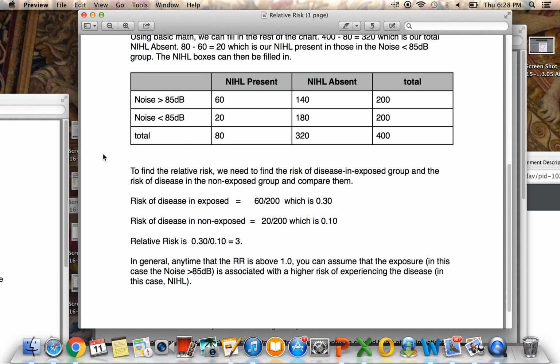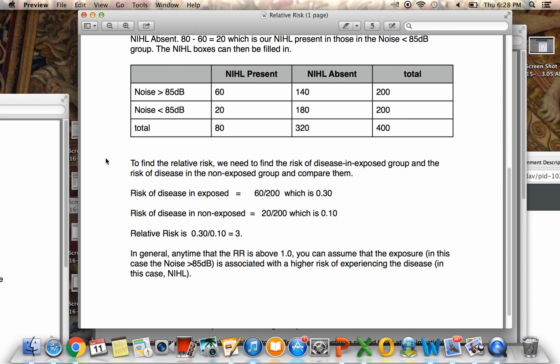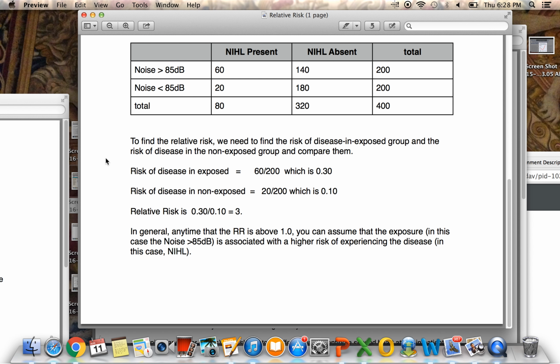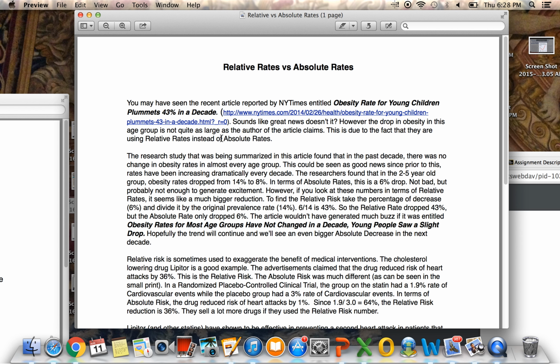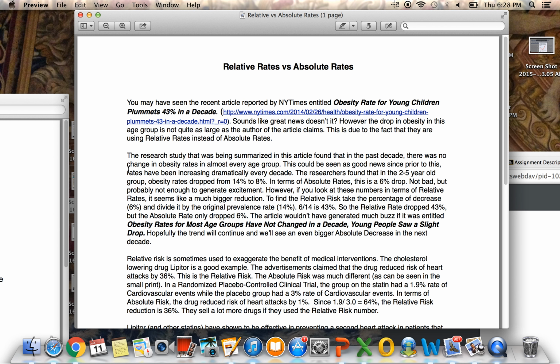Okay, and what you'll see is that when they do case control studies, they'll use this. Sometimes they use odds ratios, which is similar. I'm not going to go through that, but it's a similar type of calculation. And just as long as you know that when you see a relative risk or an odds ratio above 1.0, you know that there is an association between that outcome and that exposure.